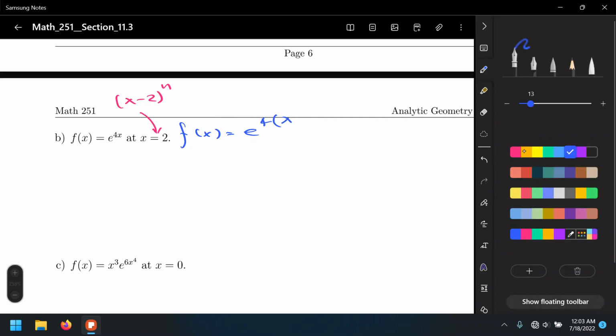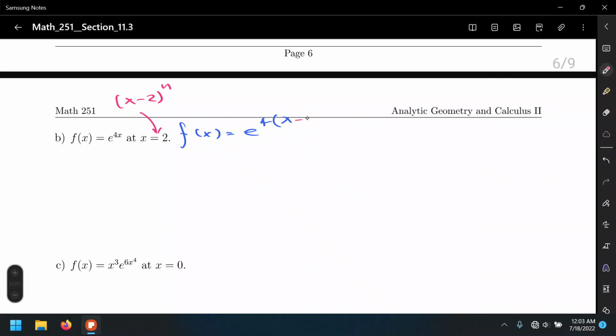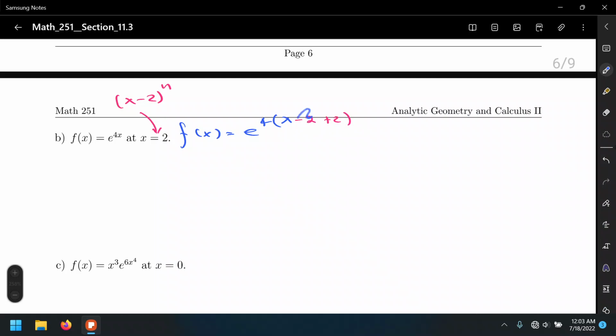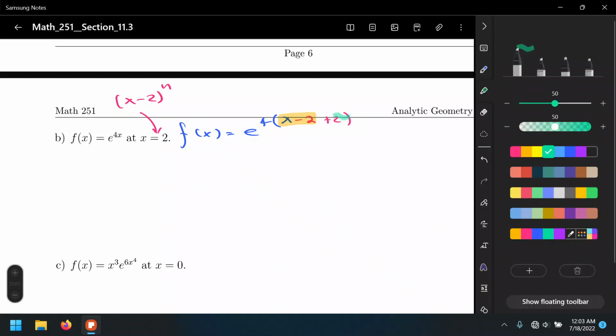In this case, I'm going to add a special version of 0. I'm going to subtract 2 and add 2, because if I subtract 2 and then add 2, that's basically adding 0, which still remains with the 4x right here. And then I'm going to group these two, and group this one right here. I'm going to treat this as one factor, and this is another factor.